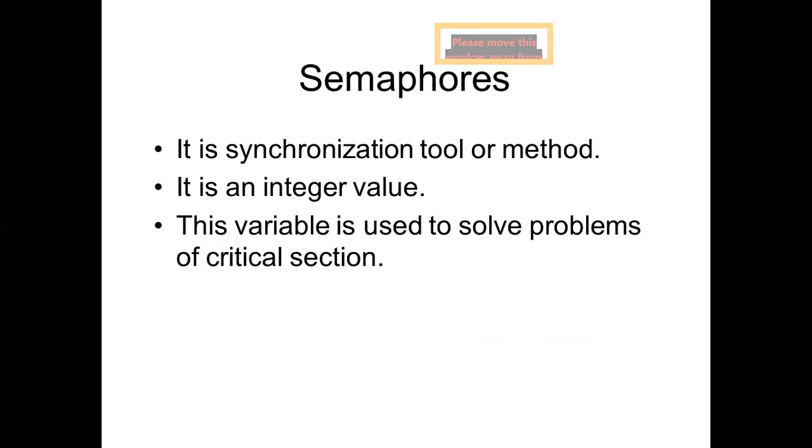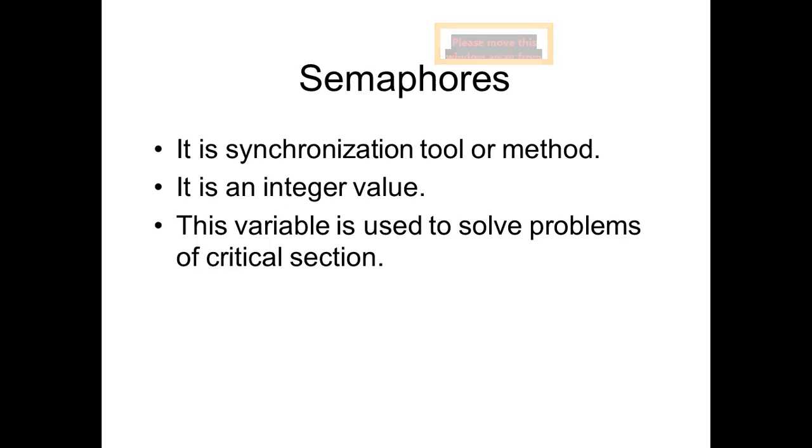So how will we define the semaphore? We can say that it is a synchronization tool, or method, and it has an integer value. Either we can select 0 or 1 or some negative integer value. So a semaphore can be defined as something that may contain an integer value. This variable is used to solve problems of critical sections.